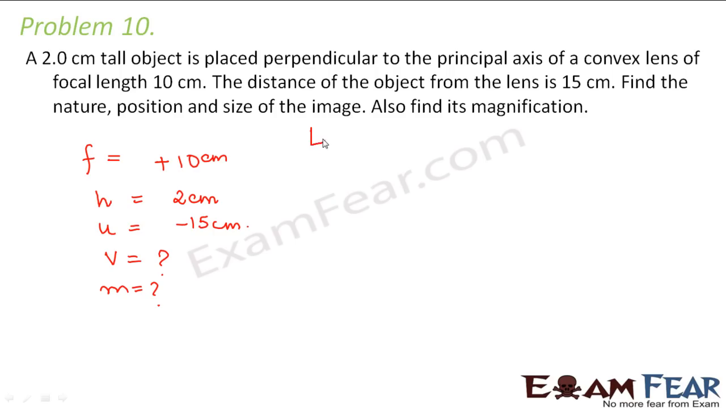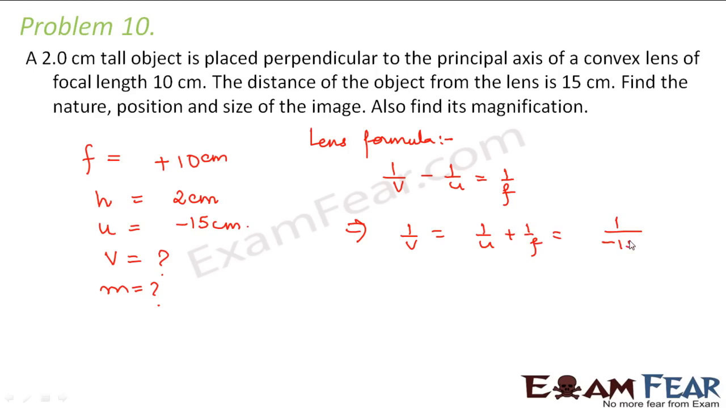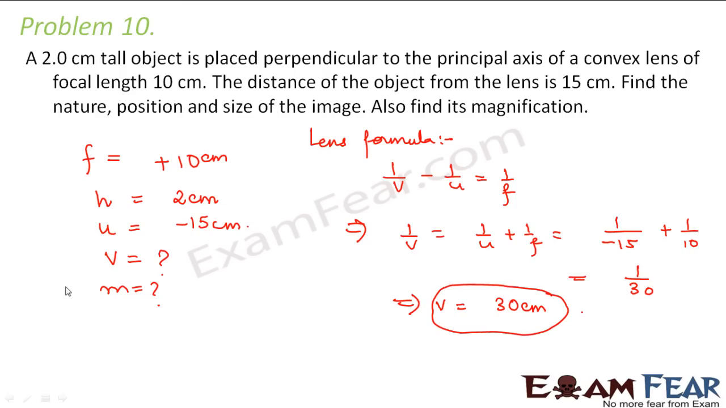Right? So first we will apply the lens formula. So using the lens formula, we can calculate the value of V. 1 by V minus 1 by U is equal to 1 by F. So we can say 1 by V is equal to 1 by U plus 1 by F. That is equal to 1 by minus 15 plus 1 by 10. From this we get 1 by 30, or we can say V is equal to 30 centimeters. So this denotes the position of the image.